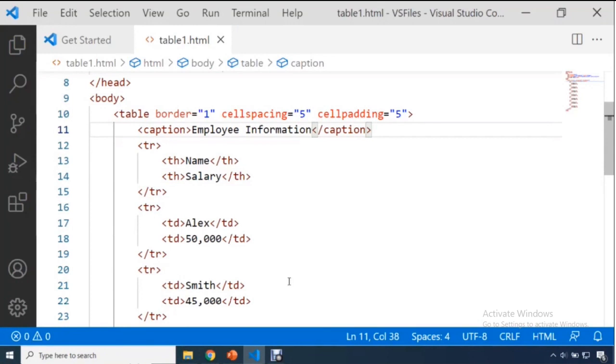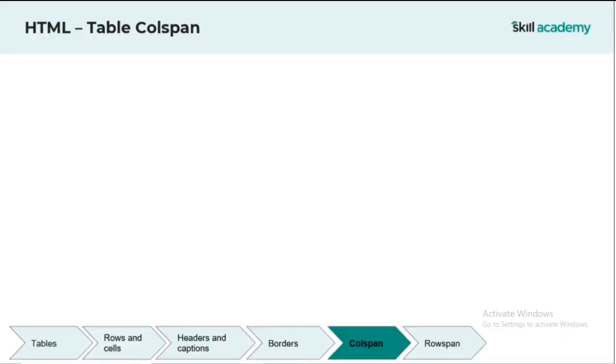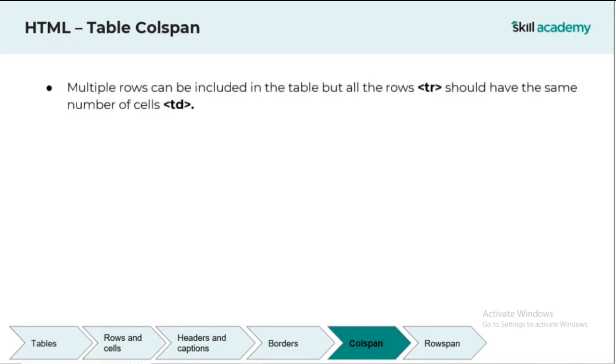So this is how guys you can create table in HTML. And now we are going to understand two more important concepts that are associated with the table: row span and column span. So one by one we are going to understand what is row span and what is column span. So guys, first of all, let's talk about HTML table column span. Multiple rows can be included in the table, but all the rows TR should have the same number of cells TD.